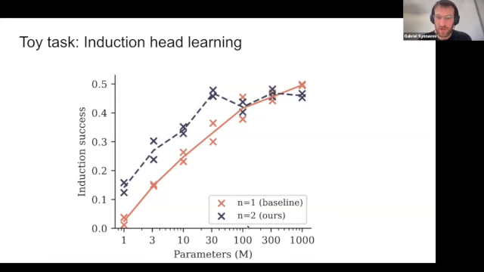What was interesting is that actually for small models it helps the induction. Basically for small models, training by predicting token n plus 1 and token n plus 2 helps with induction, and it starts to get drowned out in noise when you have models above 100 or 300 million parameters.